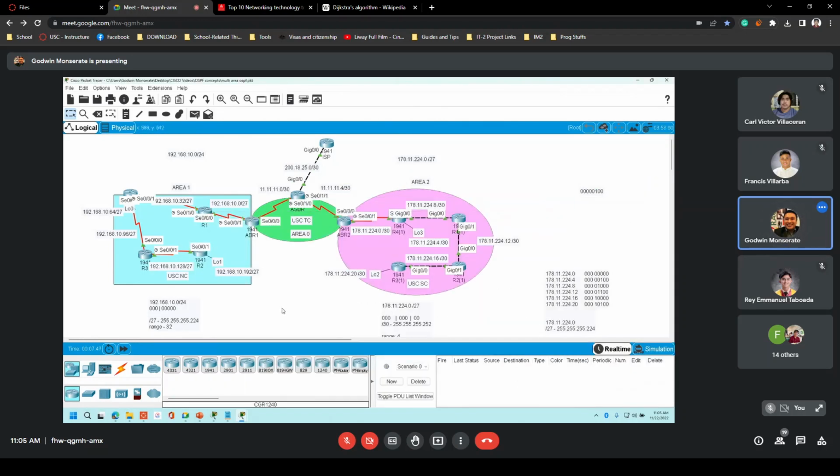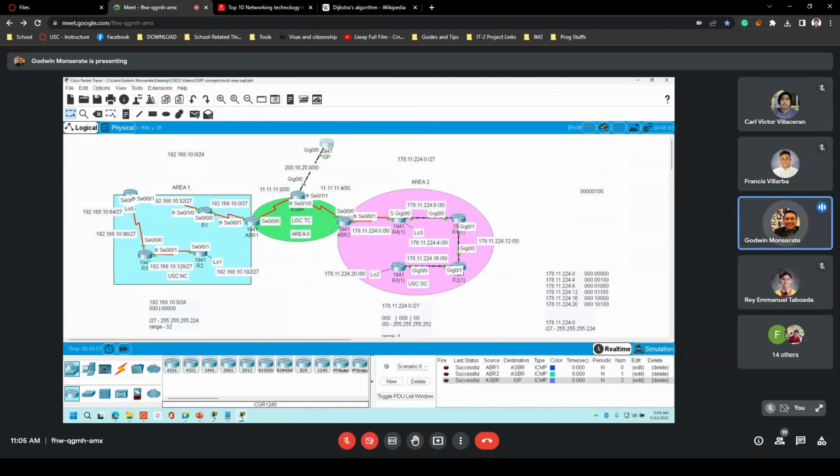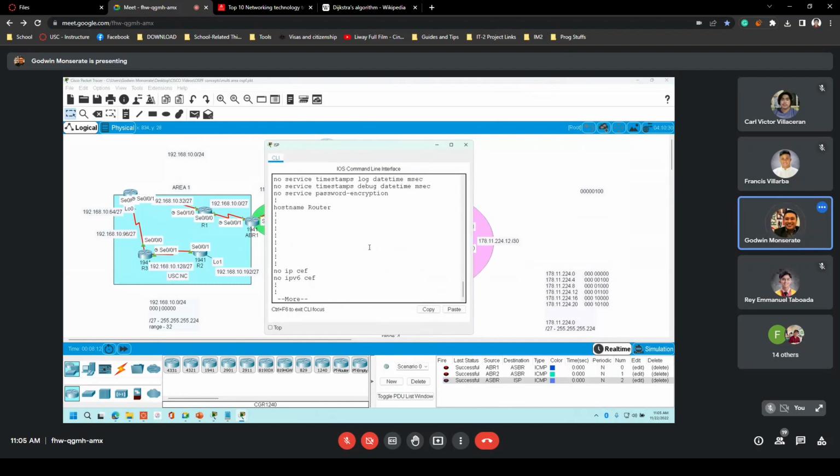Okay? Let's ping this one to this one, and this one to that one. Now, if you are going to ping this one upstairs, we have placed the configuration already. On G0/0 there, 28, then this one, enable, show run.